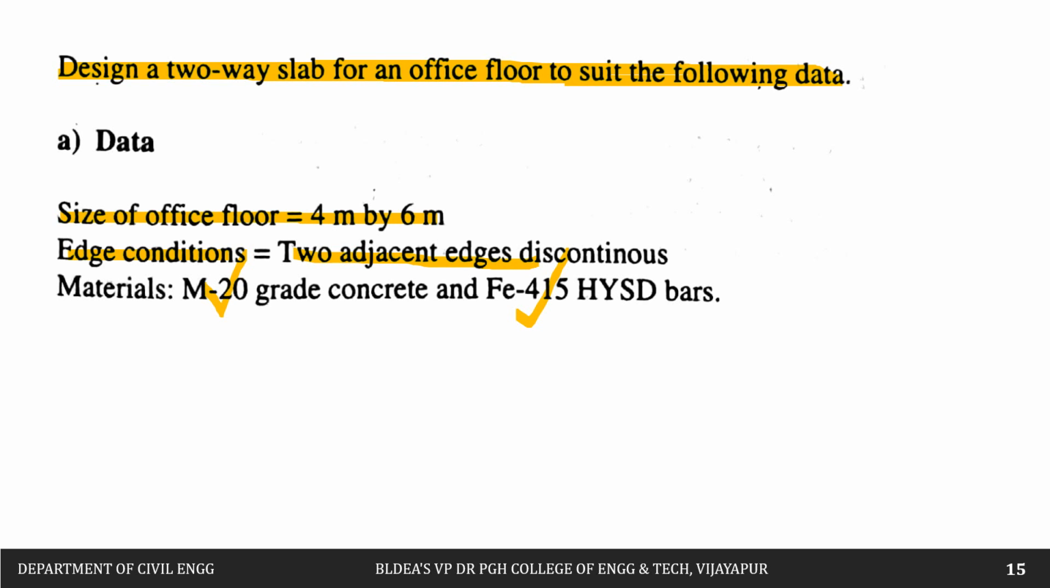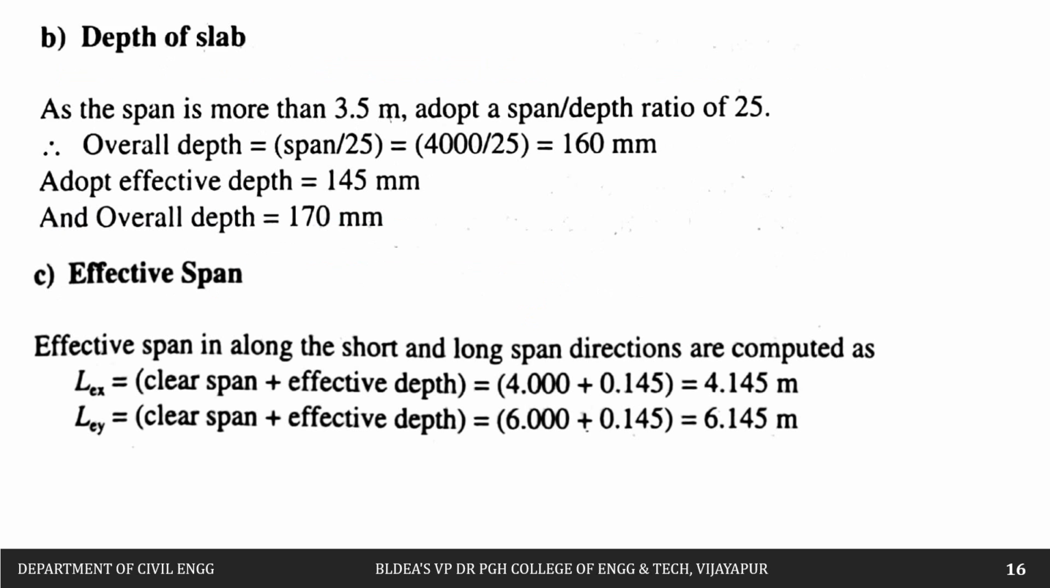Material is M20 and grade is Fe415 HYSD bar. So first let us try to fix the depth of the slab. As the span is more than 3.5 meters, we can adopt a span to depth ratio of 25, that is L by D ratio. So depth will be equal to L divided by 25, that is 4000 by 25, we will get 160 mm. So let us adopt effective depth of 145 mm and overall depth of 170 mm.